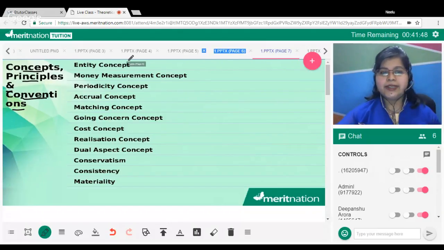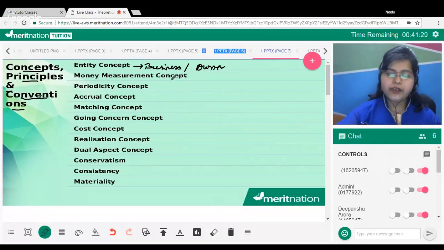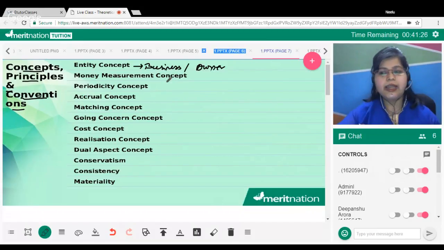Now, the first concept is the entity concept. The entity concept, also in 11th, you have studied it as the separate entity concept. This basically means that the business is a separate identity and the owner has a separate identity in the books of accounts. So, whenever we are making the books of accounts, we are only making them from the point of view of the business, not the owner. So, all transactions you do, you think of yourself as doing this from the business point of view, not from the owner point of view, because the owner is separate, the business is separate.